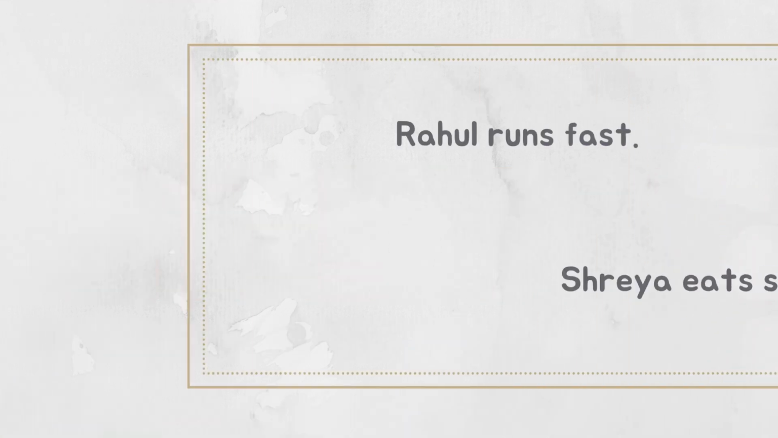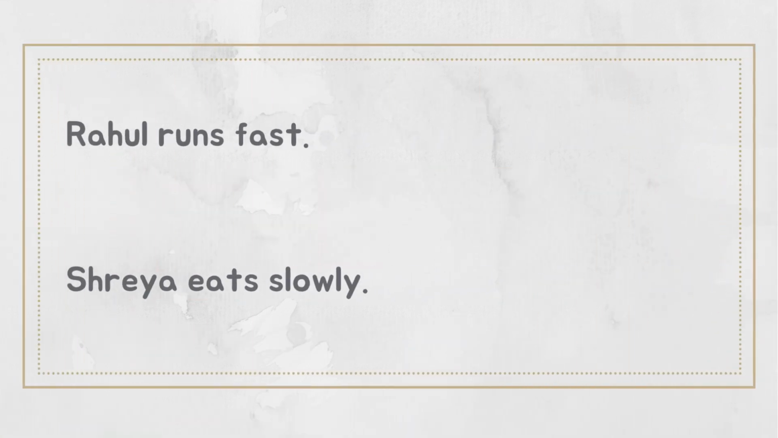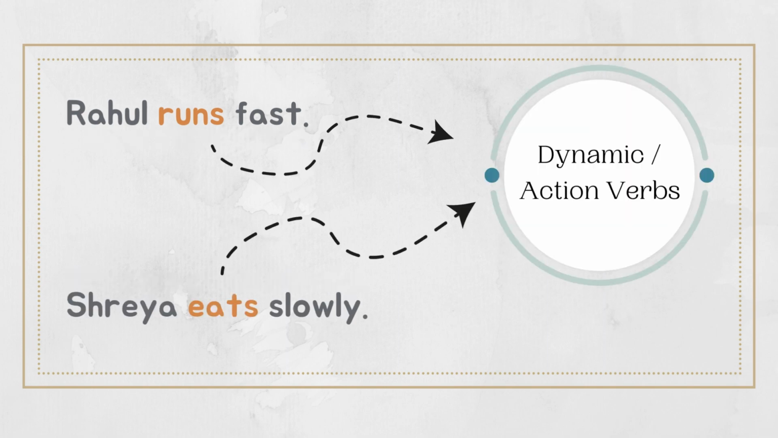For example, in the sentences Rahul runs fast and Shreya eats slowly, I am using the verbs run and eat. Here, they are expressing physical actions that they perform. So, these are dynamic or action verbs.